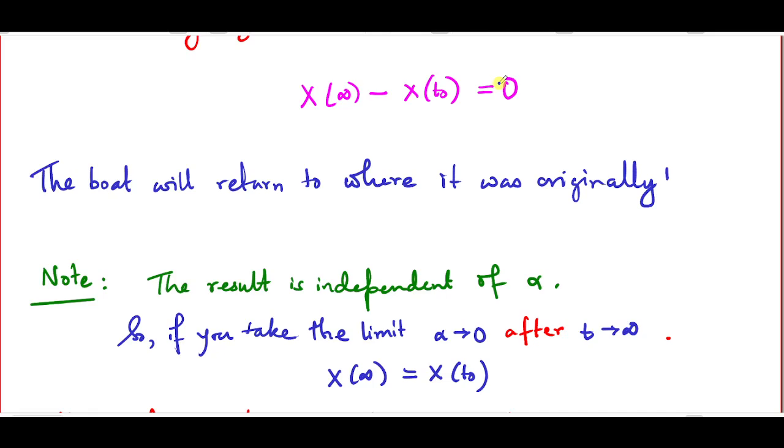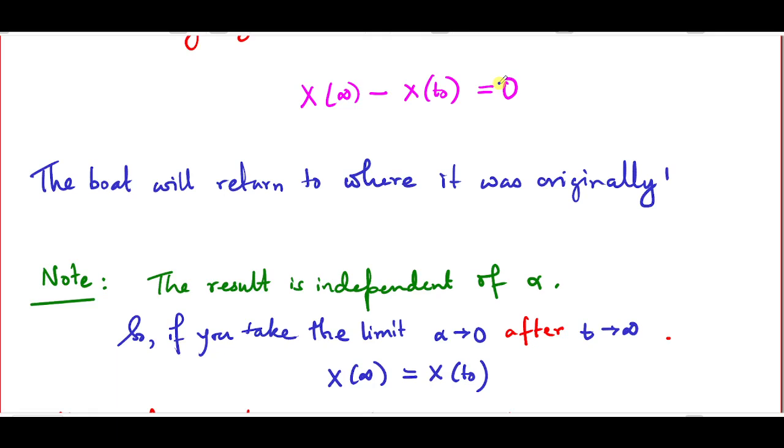After all, shouldn't the result coincide with the result that we had in our previous problem, where we did not have any resistive force whatsoever, in the limit alpha goes to 0? It turns out that if you take the limit alpha going to 0 after you calculate x at t going to infinity, that doesn't happen. You always get x at infinity equals capital X at t0.